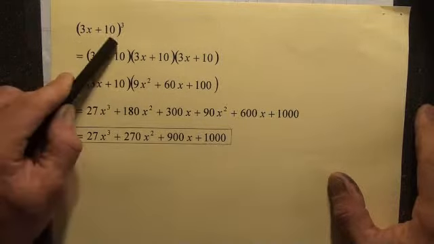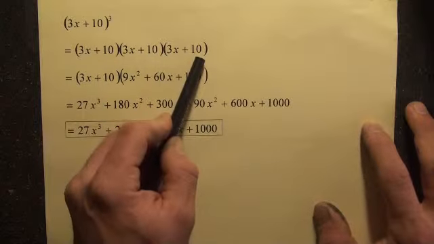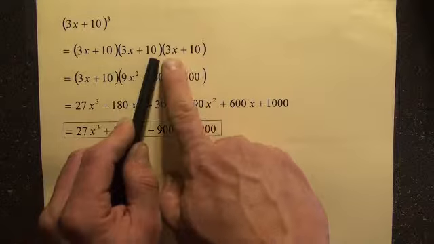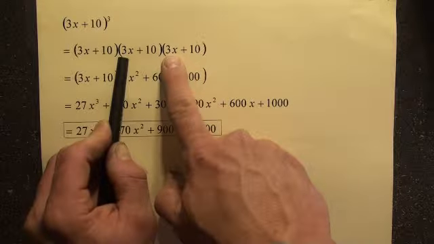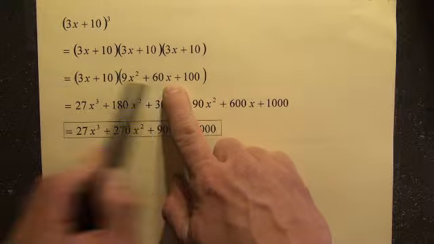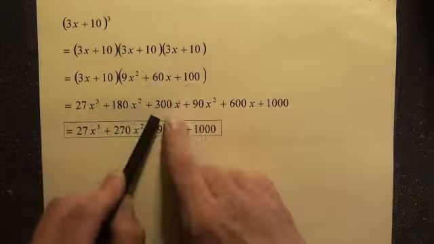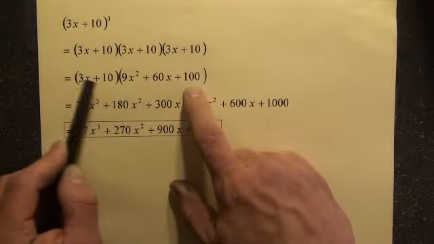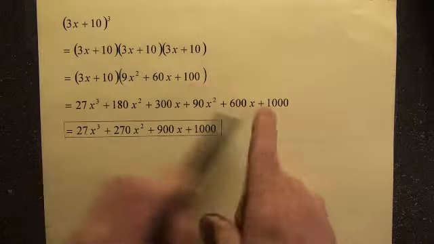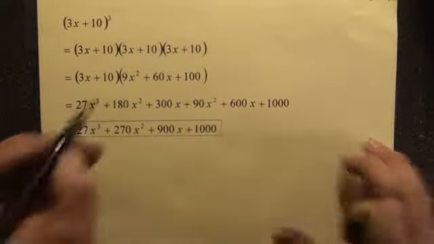A binomial quantity cubed. Not a big deal. List all three of them ready to multiply out. Multiply these two together. You get your 9. You get your 30. You get a 30. You get 100. So 9x squared, 30x, 30x, 100. 60x. Then distribute the 3, 27. Distribute the 3, 180. Distribute the 3, 100, 300. Now we're done with the 3. Distribute the 10, 90, 600, 1,000. Okay. Add everything together, like terms.